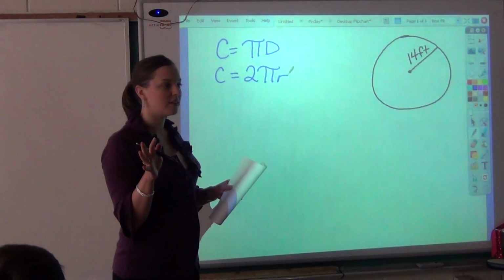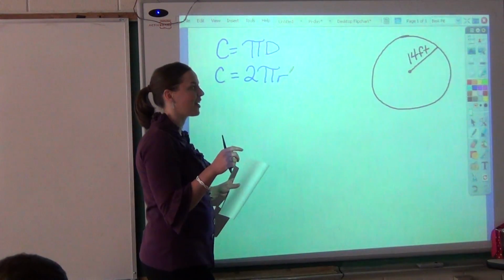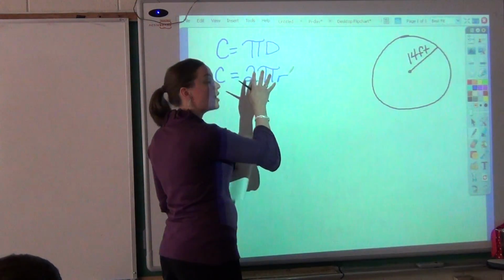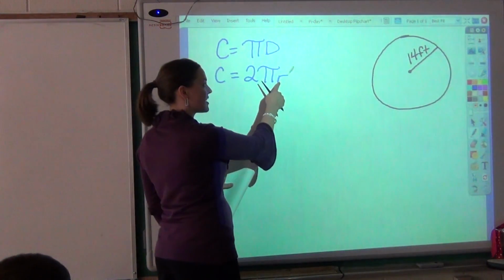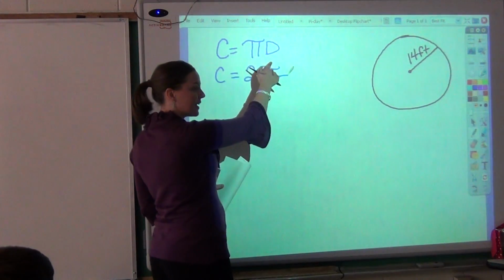And how do we know? It goes to the center of the circle. Okay, it's halfway across the circle. We know that we use the radius. We use 2 pi r when we're given the radius because it has an r, right? And the d stands for diameter, so when they give us diameter, we use pi d to find the circumference.